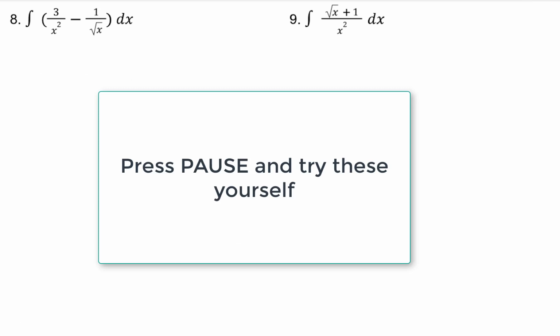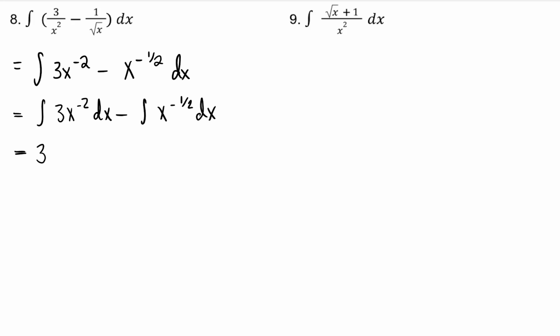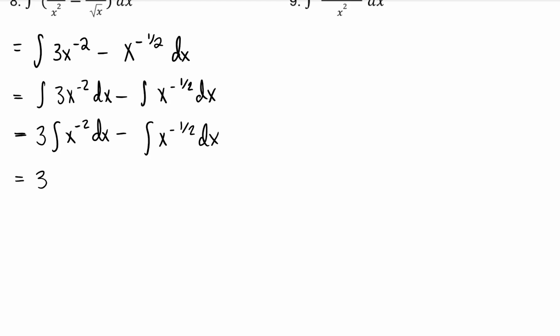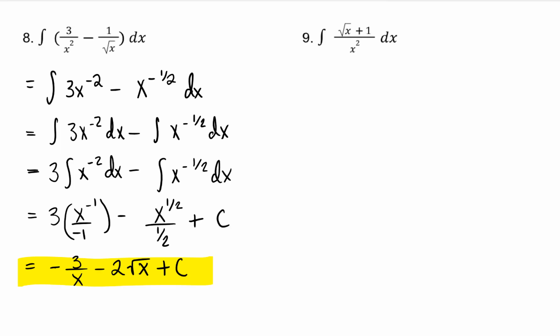For these two, we can use the power rule for integration as long as we rewrite these as powers. We can also separate this into two integrals. If you want, we could take out this 3, this scalar multiple. And now we can use the power rule for integration. Simplify. Try writing this function as a sum or difference of powers, so you can use the power rule for integration.